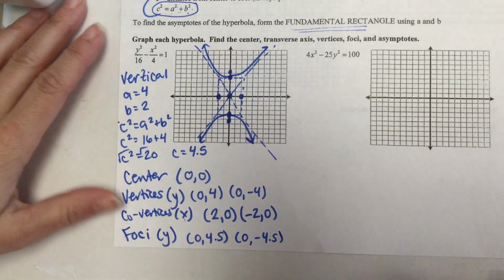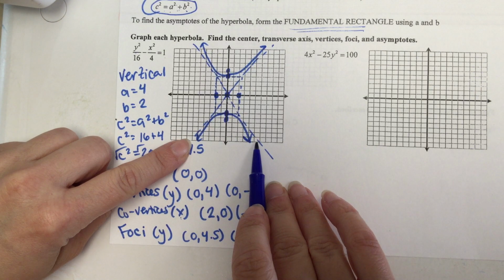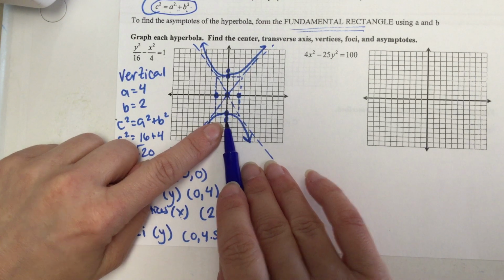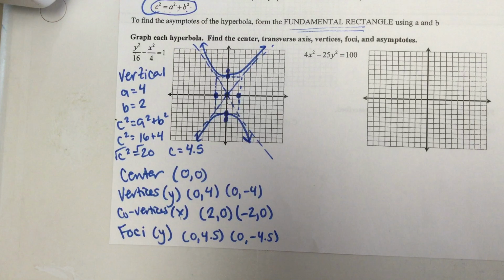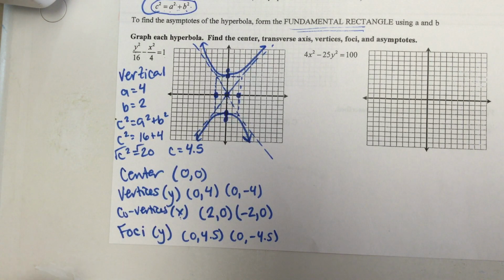You always draw the branches so that they get close to the asymptotes but don't touch, and make sure the focus point is inside. And that's it, you guys. Kind of cool. I like this one the best. I just kind of think it's pretty and it's fun to graph.